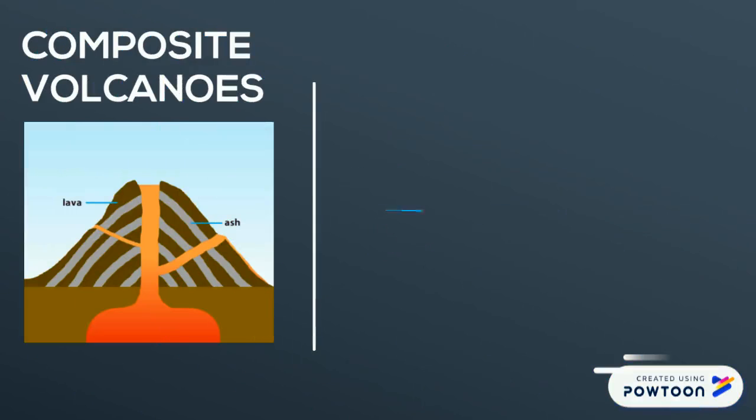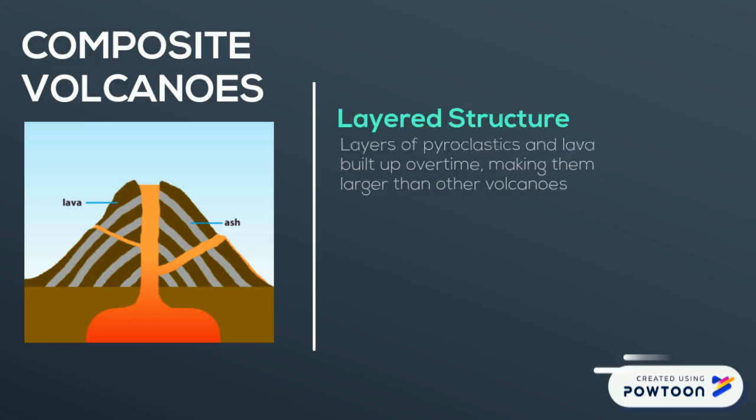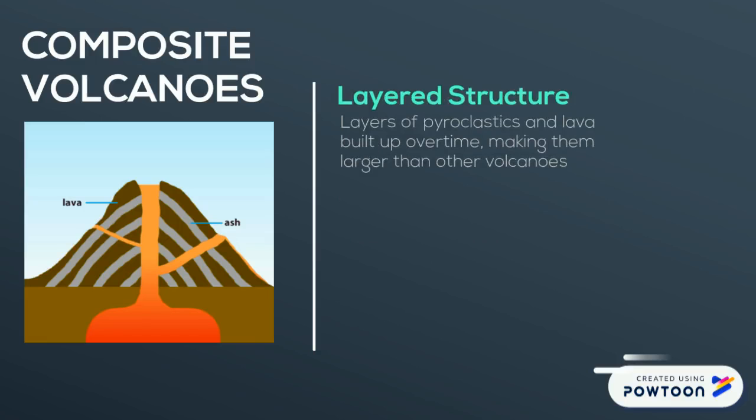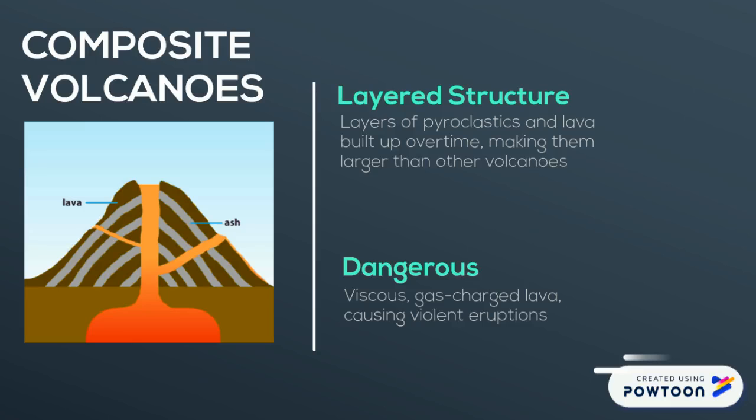Lastly, there are stratovolcanoes or composite volcanoes, which are talked about on page 98 of the textbook. These are built up in layers of different materials. They are larger than cinder cone volcanoes because they have a mixture of lava and pyroclastics. They usually are considered the most dangerous type of volcano.